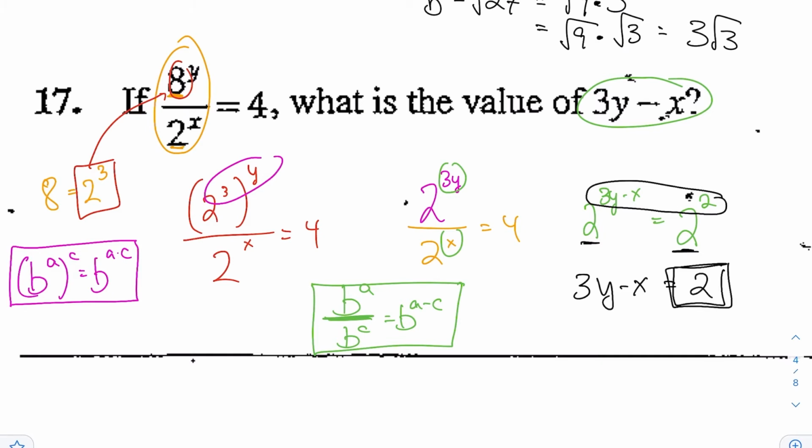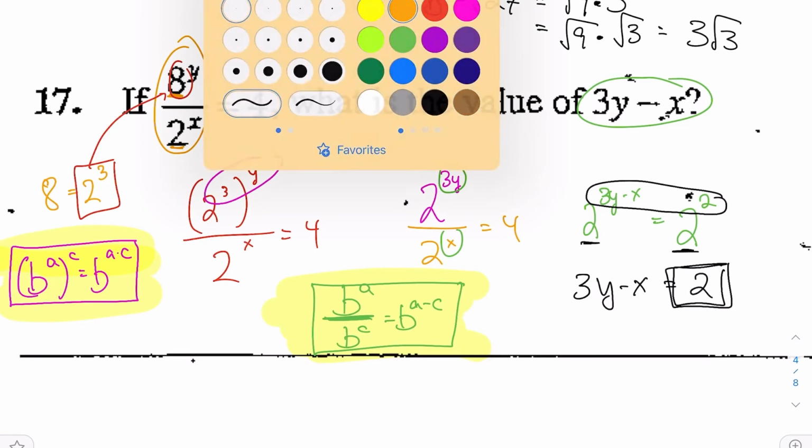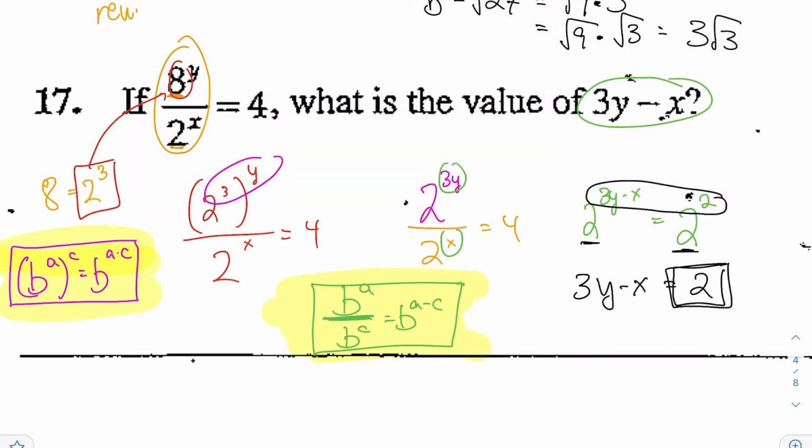So again, the key here was to use this law of exponent. It says when you divide 2 exponents with the same base, subtract. When you do power to a power, you have to multiply. So again, the goal is to rewrite exponents with the same base. And we can turn the base of 8, the base of 4, into a base of 2.